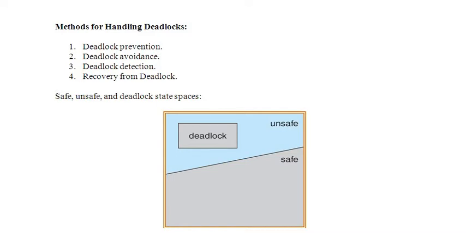Okay, so let us see how to handle the deadlocks if they occur. There are four ways to do it. One is deadlock prevention, second one is deadlock avoidance, third one is deadlock detection, and fourth one is recovery from deadlock. Now coming to deadlock prevention.